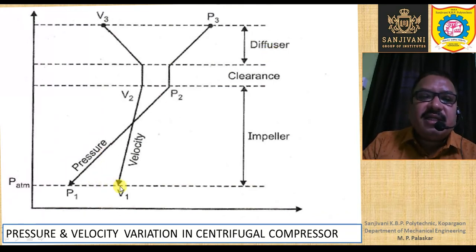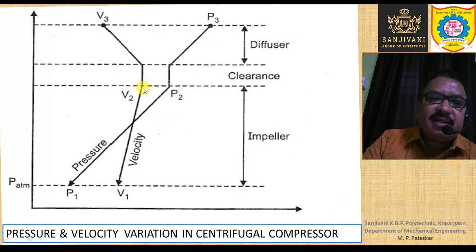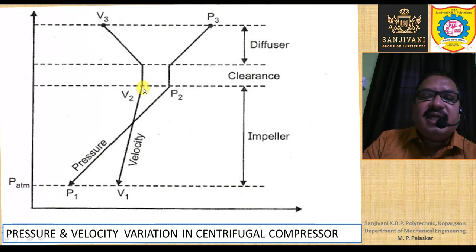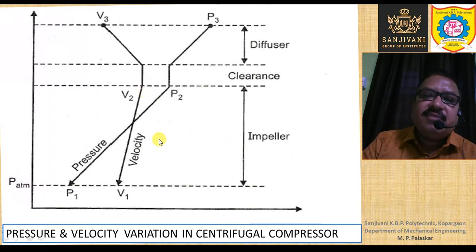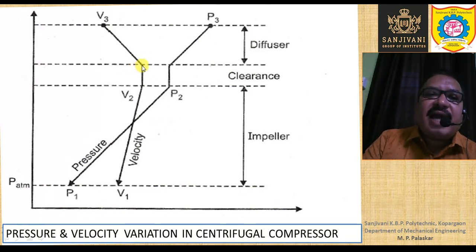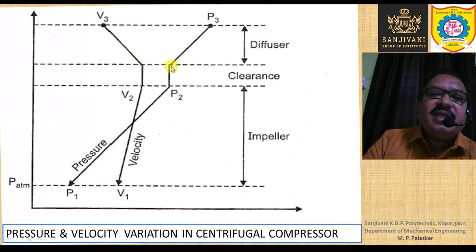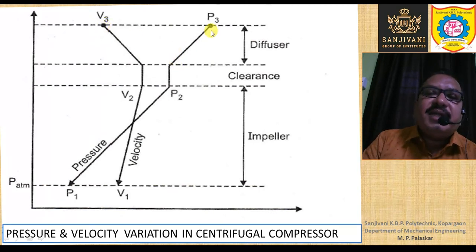Now what about the velocity? There is an increase of velocity in the impeller. So in the impeller, velocity as well as pressure increases because the energy transfer takes place from the impeller to the air which is being compressed. And what happens in the diffuser is that the kinetic energy is converted into pressure energy. Therefore pressure increases but the kinetic energy decreases. That means the velocity decreases. The velocity of the air decreases inside the diffuser, but our target is to increase the pressure. So the pressure is increased further in the diffuser.